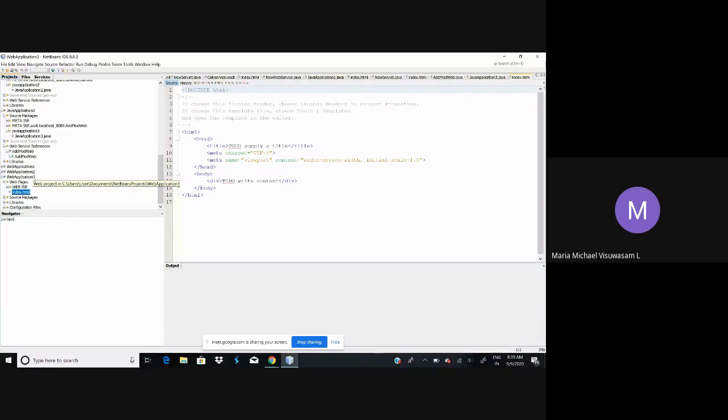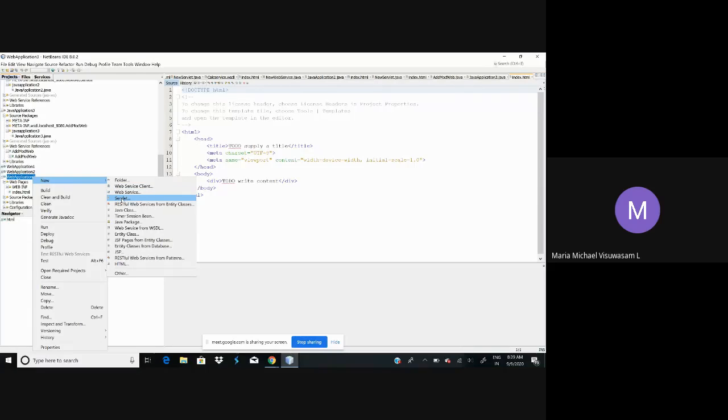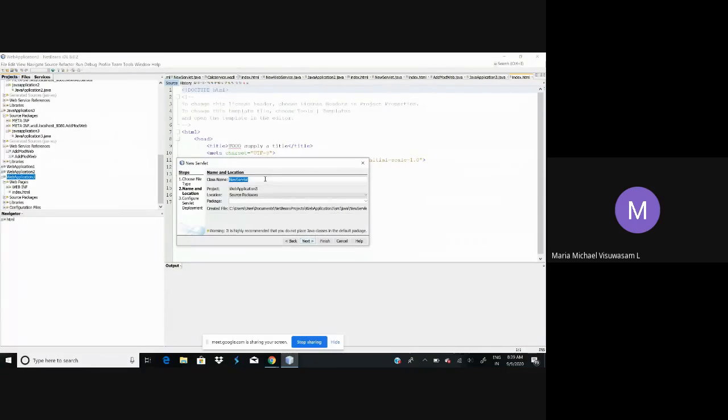In that, we need to create a servlet. So right click that application, new servlet. So make it NewServlet1. And it is asking for the package name. Since no package has been created, we will create a new package called com. So under com, your new servlet will be residing.